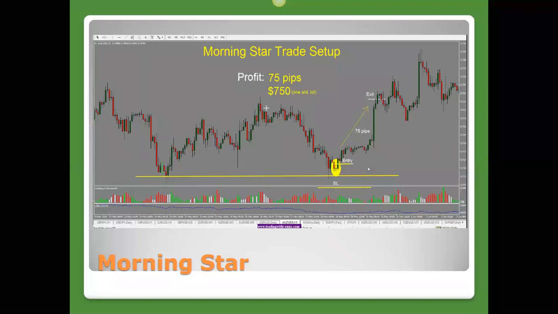And as you can see, once we get to the next support and resistance area, see this little top side here, we want to exit the trade. And here we have price pulling back. So time to exit the trade at next support and resistance area. And this one is 75 pips.